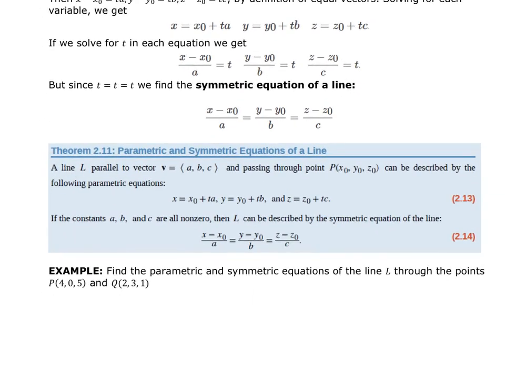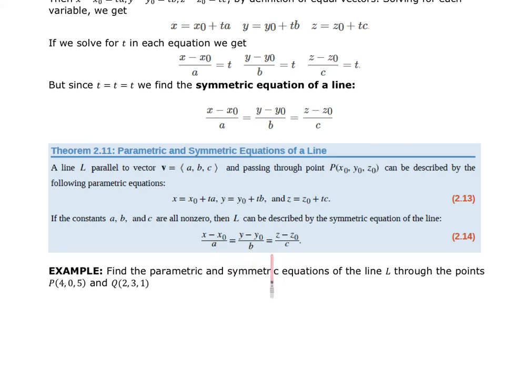That brings us to our first theorem in this section. It says a line L parallel to this vector and passing through this point can be described by the following parametric equations. X is equal to x naught plus ta, y is equal to y naught plus tb, and z is equal to z naught plus tc. If the constants a, b, and c are non-zero, then L can be described by this symmetric equation of a line. X minus x naught over a, y minus y naught over b, and z minus z naught over c.